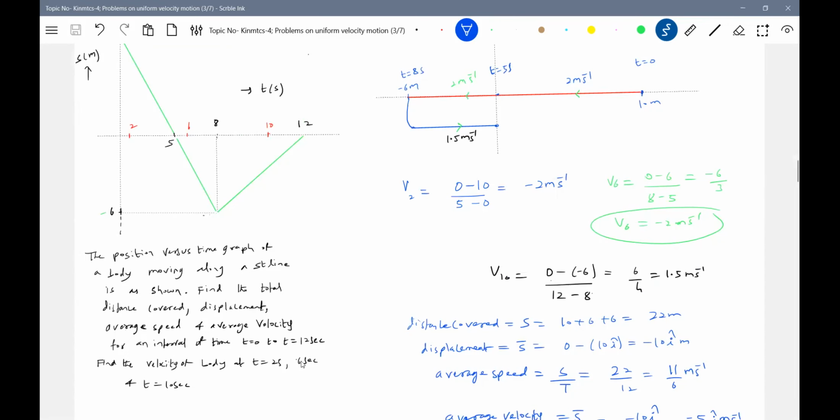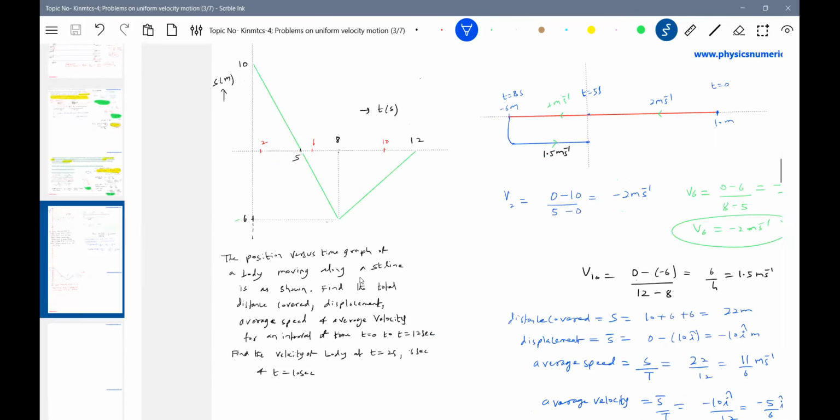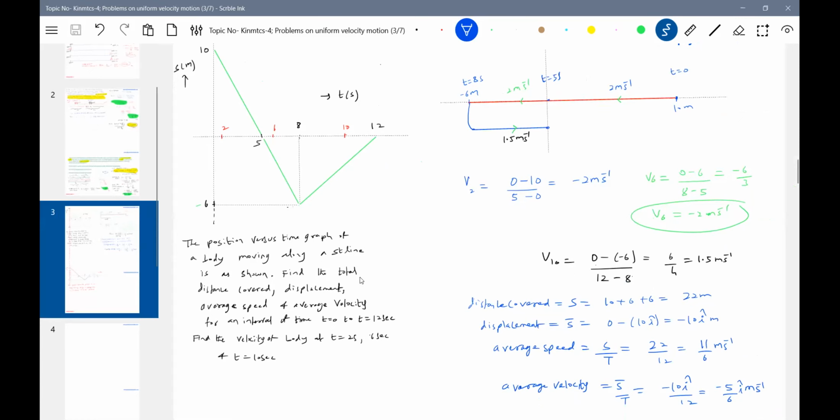Okay, I think from the s-t graph, so much of information is available. You can calculate what are V2, V6, they are instantaneous velocities. Speed of particle at 2 seconds. What is V6? Speed of particle at 6 seconds. Now, what about V10?